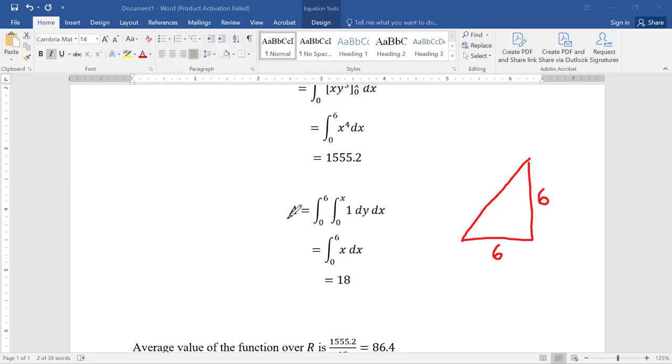So if you want to calculate the area, obviously the integration will be able to do that for you. But sometimes, like in this case, it's just a triangle. The area of a triangle we know is 1/2 base times height. So 1/2 times 6 times 6 would have been 18 as well. So if you wanted to calculate area in another way, you could have done that too.